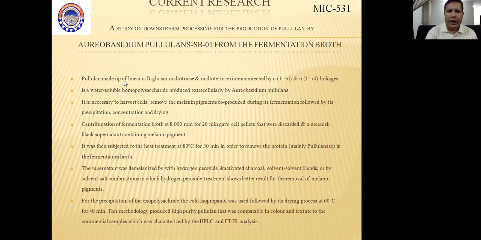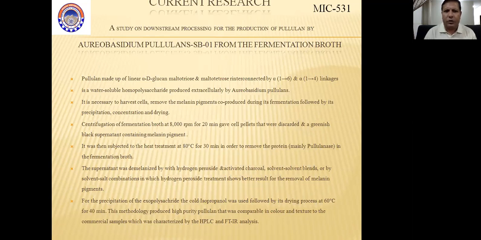Pullulan is made up of linear alpha-D-glucan, maltotriose, maltotetraose, connected by the alpha-1,6 and alpha-1,4 linkage. It is a water soluble homopolysaccharide produced extracellularly by Aureobasidium pullulans. This microfungus is producing this substance.